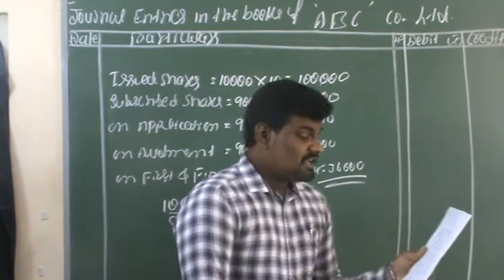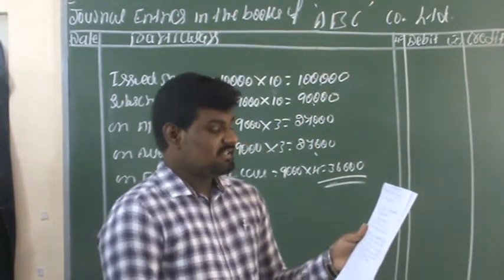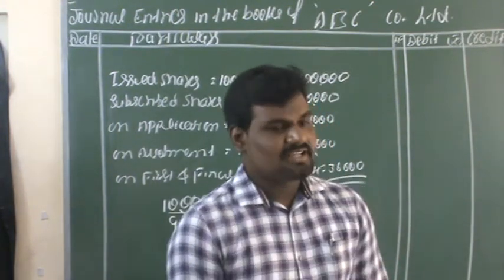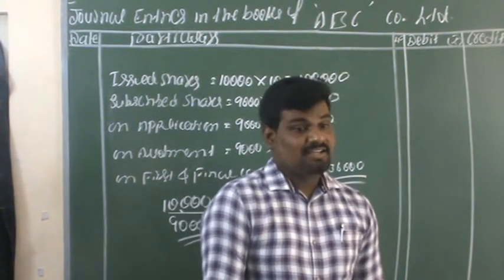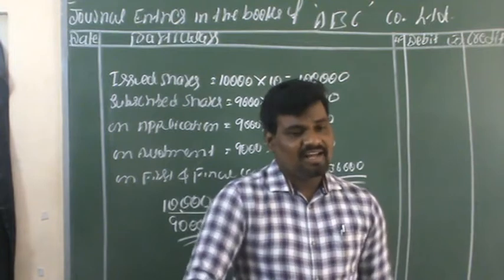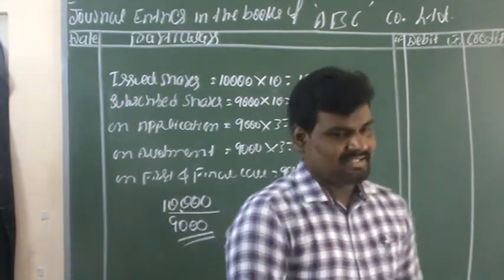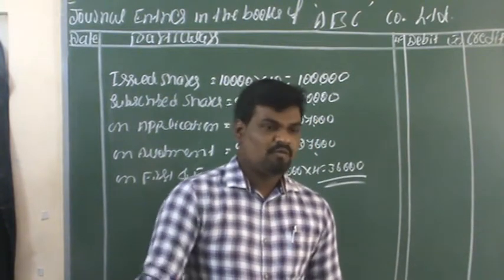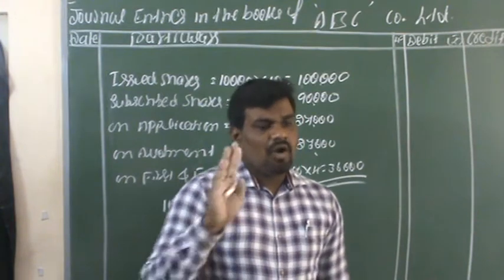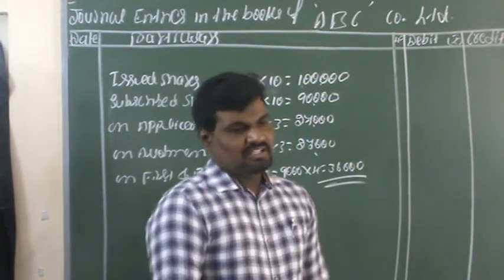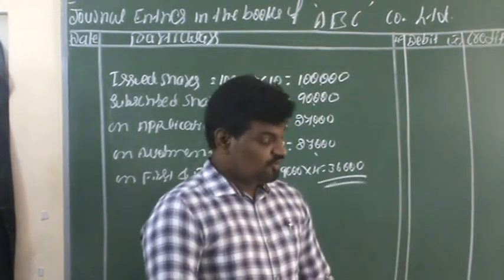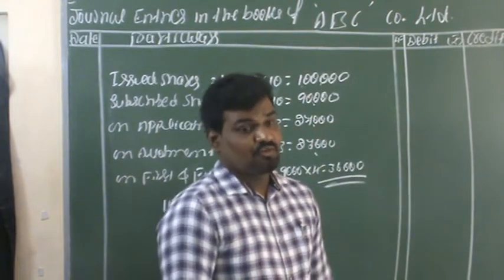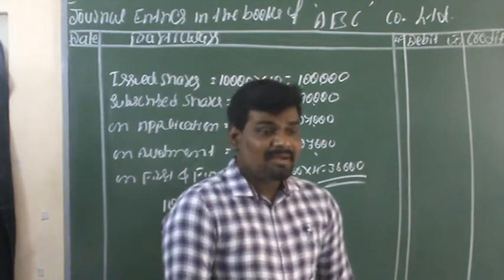The applications were received only for 9,000 shares, and all 9,000 shares were allotted. The money was duly received, except the first and final call on 400 shares. At the time of the first and final call, we did not receive the money on 400 shares. So these 400 shares were forfeited. Forfeited means nothing but cancellation.